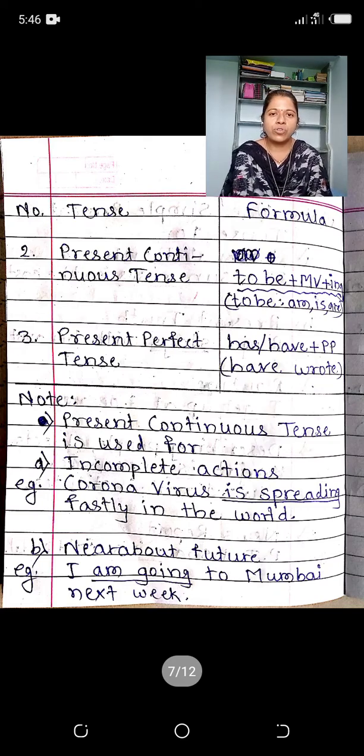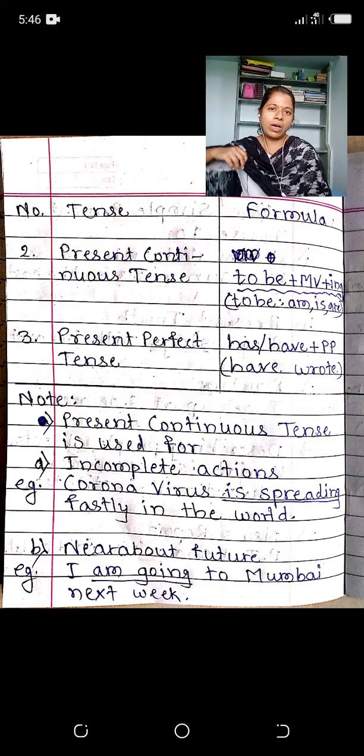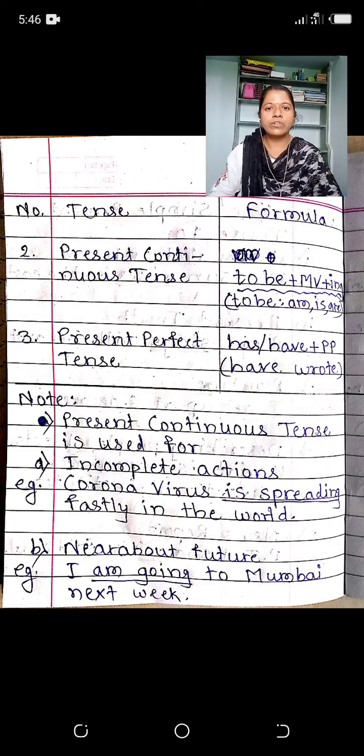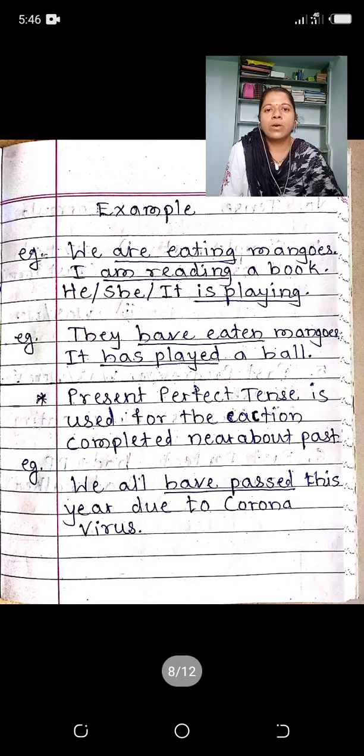Now see the next form of the present tense. The second type is present continuous tense. See the formula of the verb, how we have to use the verb in present continuous tense: form of to be plus main verb plus ing. Again, we have seen that the to be forms in present tense are am, is or are. Now see the examples of present continuous tense. We are eating mangoes: to be form are, main verb eat plus ing. We are eating mangoes. I am reading a book.